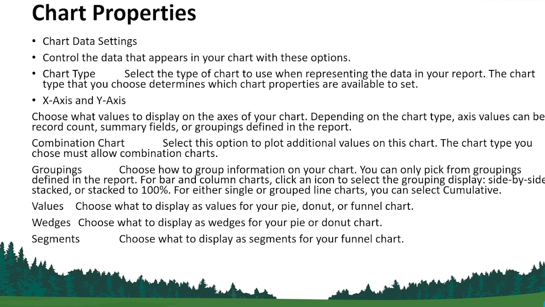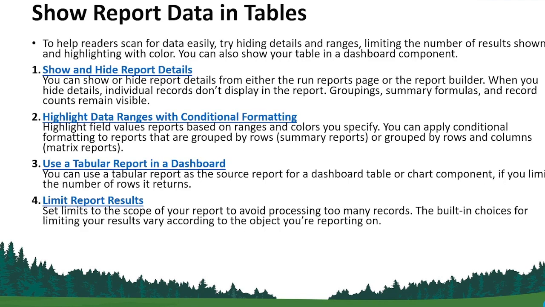cumulative values chart. Now in values you want to click on the attributes and the fields you want on your chart, on your pie chart, on your line chart, or on your histograms or any other plot values. Then wedges. Wedges tell you what to display as wedges from your pie chart or the donut chart. Then you have your segments. Segments will tell you what data to be displayed as segments for your funnel chart.